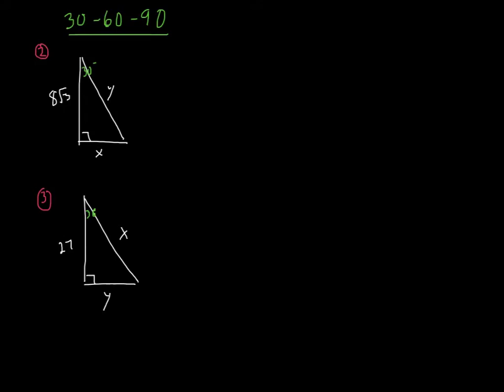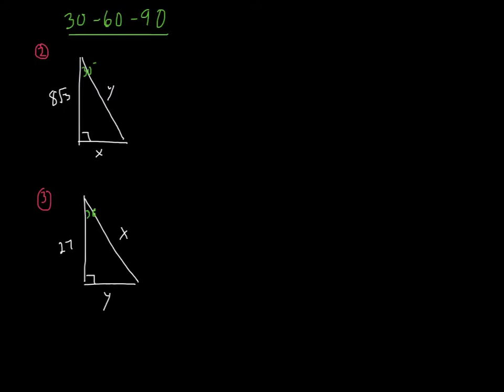Hypotenuse is 2 times the short leg, so you should have gotten y is 22. And the long leg is the short leg times radical 3, so x should have been 11 radical 3. Okay? So that's your check for number 1. I'm going to walk you through number 2 and 3.